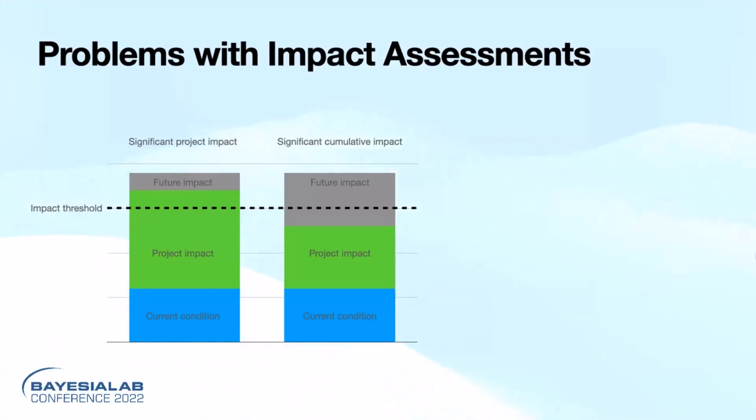And so with respect to whatever environmental value we're talking about, there's some assessment of the current condition, some assessment of what will happen when you add the project to the mix, and then what happens if there's some sort of future foreseeable impact that's planned. If the project impact pushes it over some sort of impact threshold, then that's considered to be a significant project effect. If that doesn't get you there, but the future impact pushes you over that threshold, then they talk about that as a significant cumulative impact.